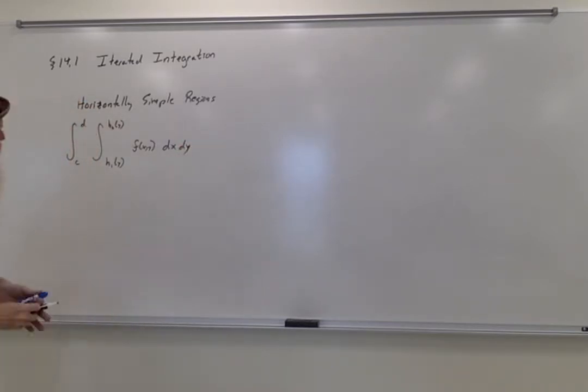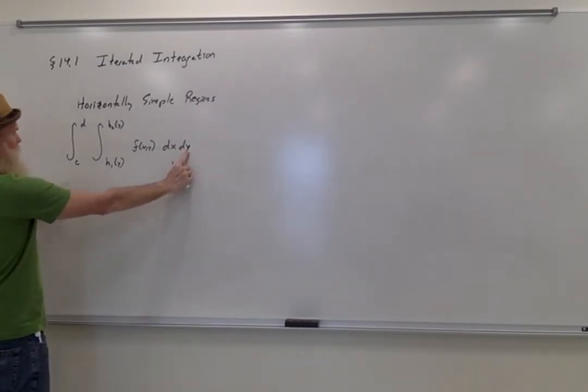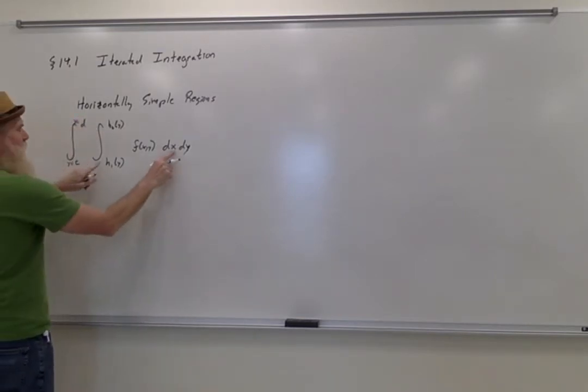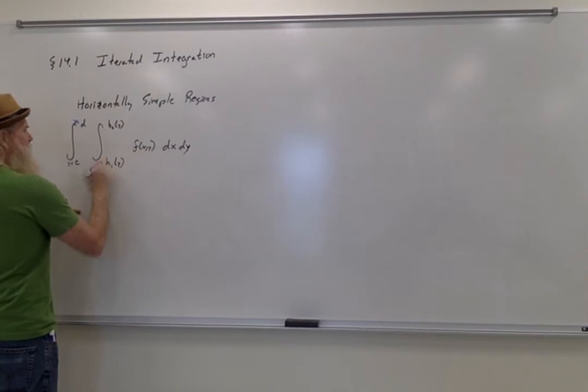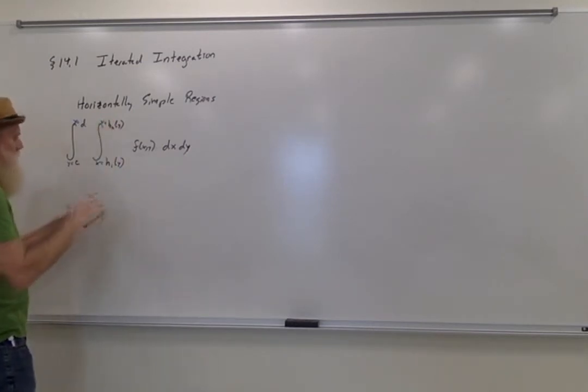Now here again, we can use context clues, knowing that the outer differential corresponds to the outer integral. These bounds from c to d are corresponding to y, so y equals c to y equals d. And on the inside, it's x, which is going from h1 of y to h2 of y.